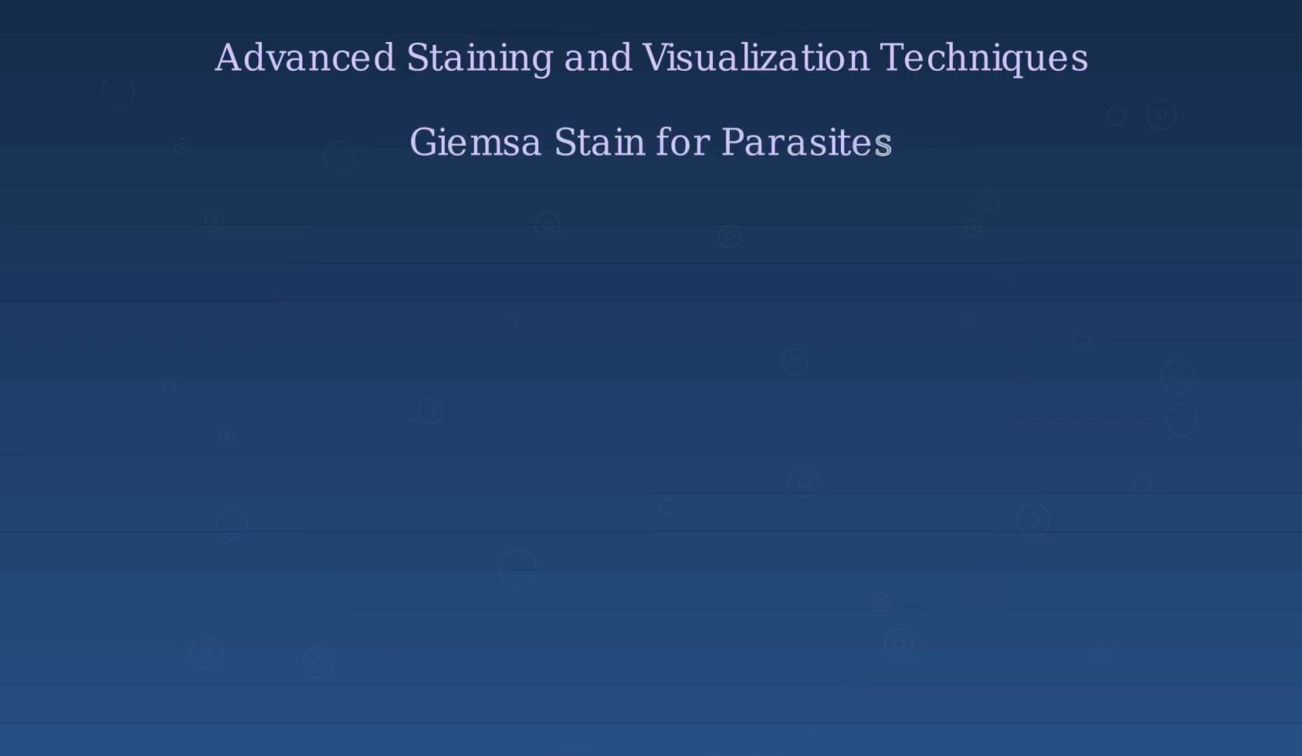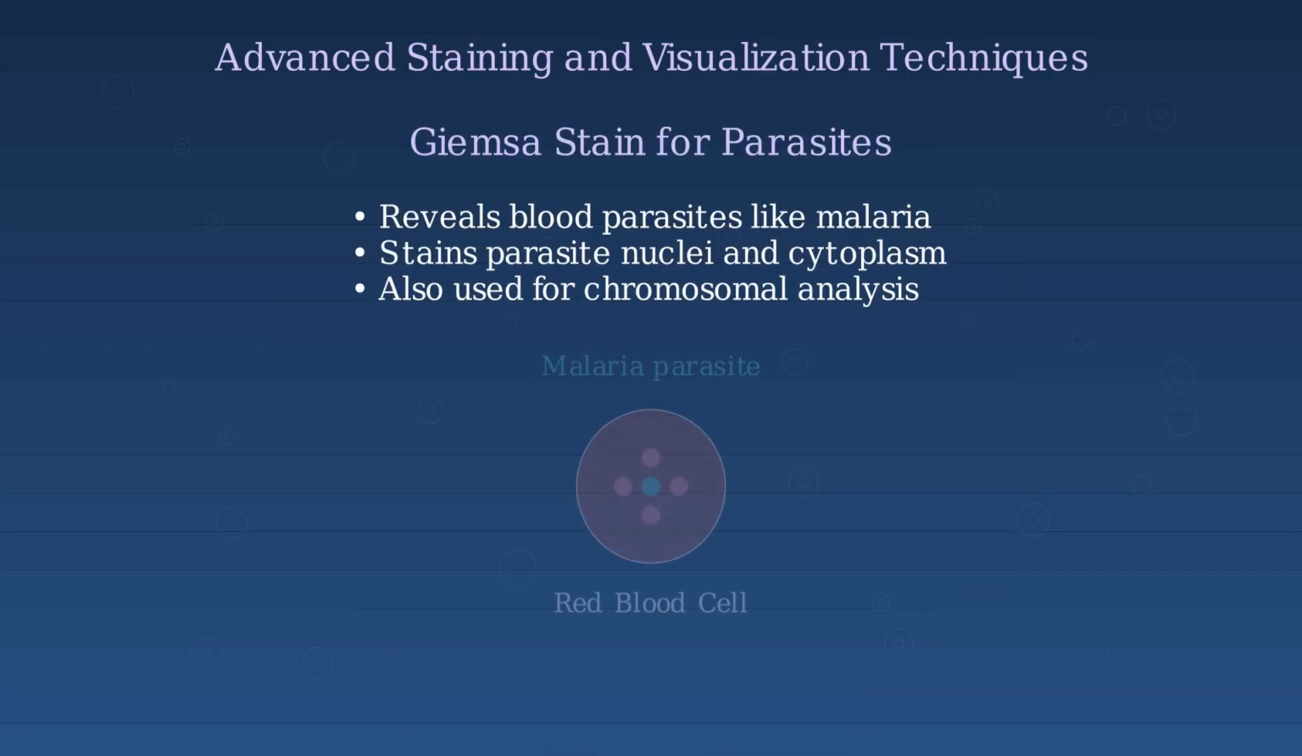The Giemsa stain is essential for identifying blood parasites like malaria and other protozoa. It differentially stains parasite nuclei and cytoplasm, making them visible within blood cells. This stain is also used in cytogenetics for chromosome banding pattern analysis.